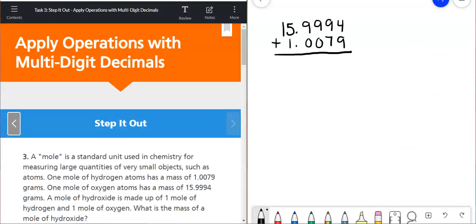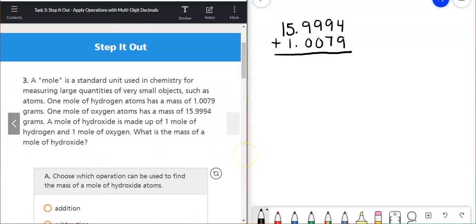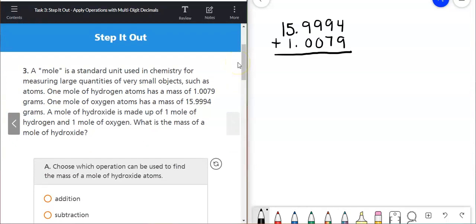Okay, you can find this problem on 128. A mole is a standard unit used in chemistry for measuring large quantities of very small objects, such as atoms. 1 mole of hydrogen atoms has a mass of 1.0079 grams. 1 mole of oxygen atoms has a mass of 15.9994 grams. A mole of hydroxide is made up of 1 mole of hydrogen and 1 mole of oxygen. What is the mass of a mole of hydroxide?